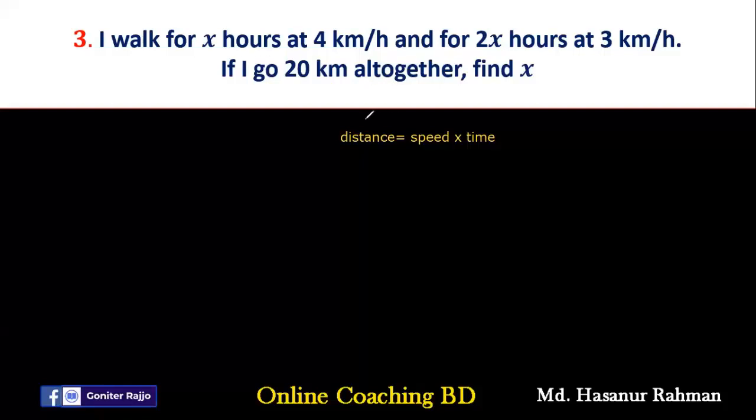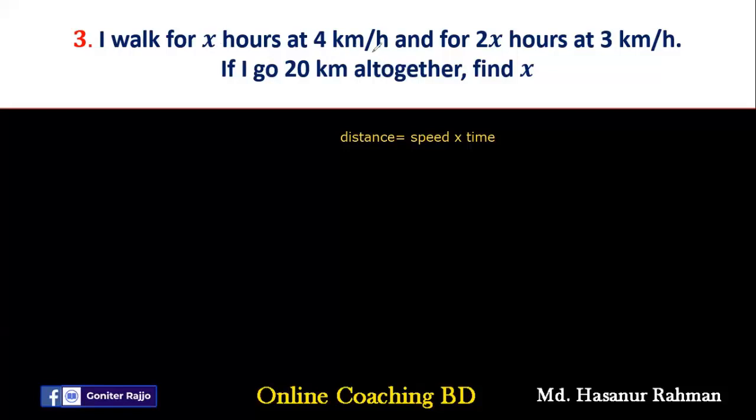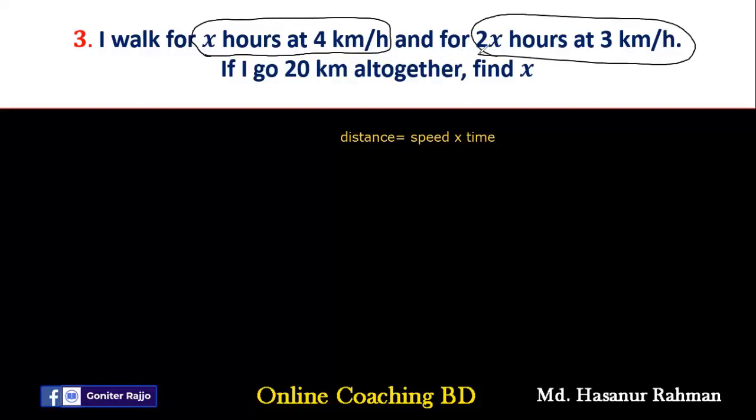Look at this, how? If I work for x hours, that is the time, at 4 km per hour, that is the speed. And 2x hours, that is another time, at 3 km per hour, that is another speed. So 2 distances will be covered by these 2 times and speeds. Look, x hours at 4 km per hour and 2x hours at 3 km per hour. So we can say this is the first distance, d1. This is the second distance, d2. And total d1 plus d2 equal to 20 km.